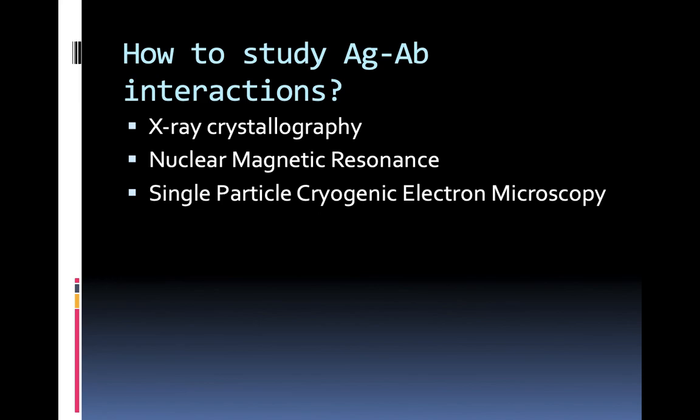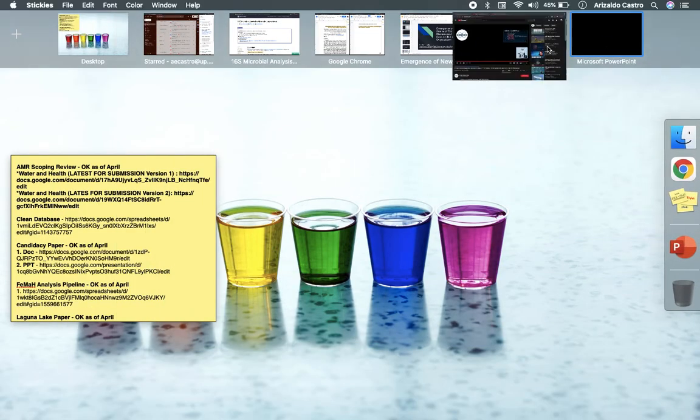Now, the last technique that we enumerated here is cryogenic electron microscopy. This technique is applicable in studying very large molecules such as viruses, bacterial appendages, eukaryotic ribosomes, cellular organelles, and for the case of antigen-antibody interactions, very much applicable as well. Let's take a look at how cryo-electron microscopy works here.